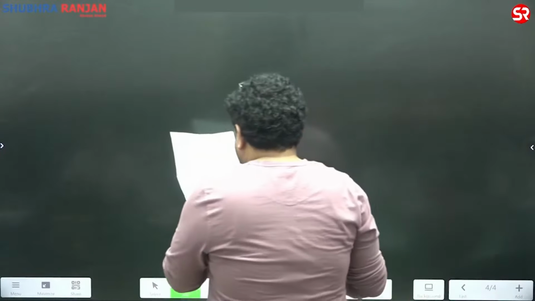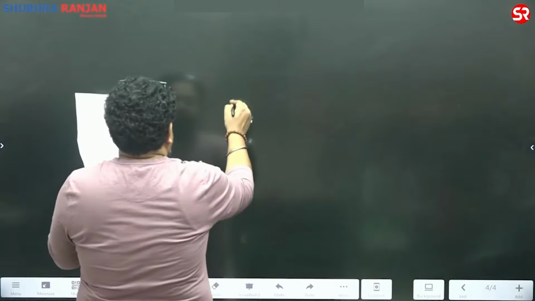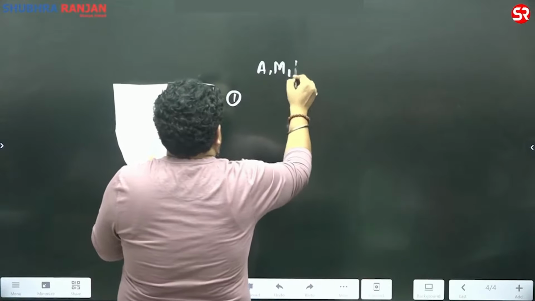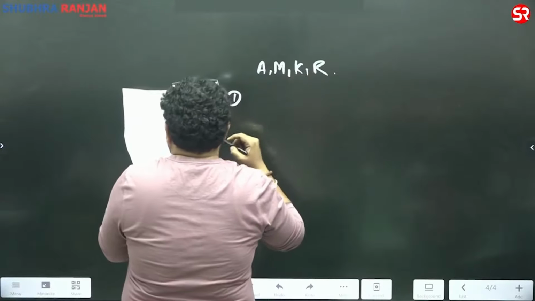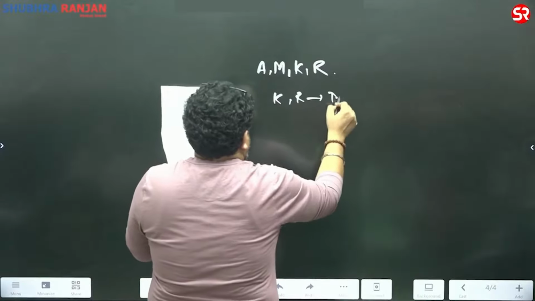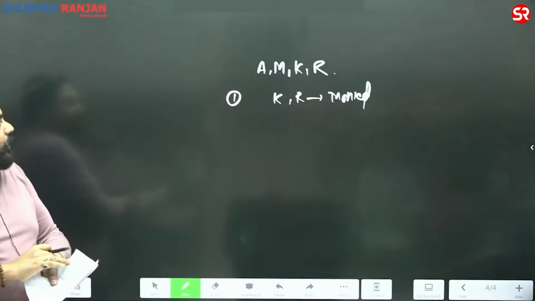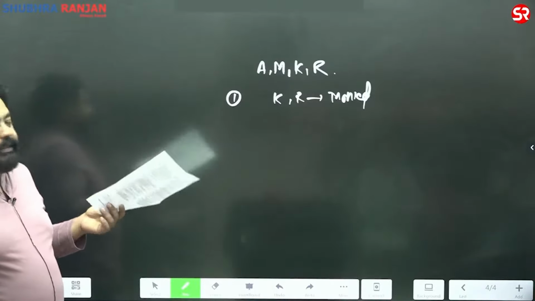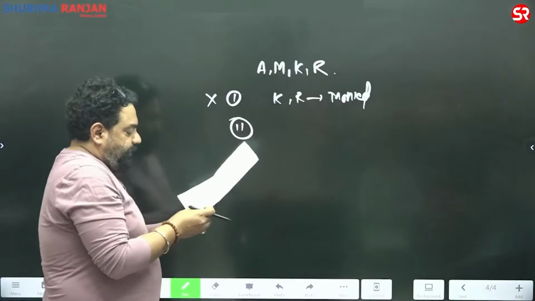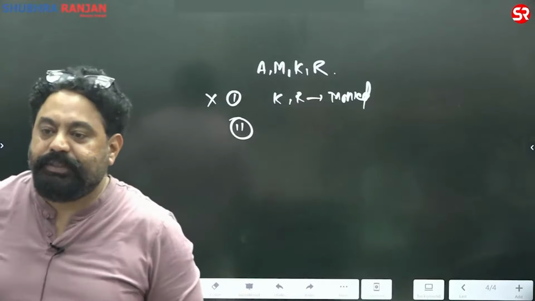25. Anil, Milind, Kiran and Rajesh are four friends. How many of them are married? True statement: there are Anil, Milind, Kiran and Rajesh. He says the true statement is Kiran and Rajesh, they are married. Great. But from the first statement, we do not know something about Anil and Milind. We don't know. Okay? So the first statement is not sufficient. Second statement, he says false statement: at least one of Anil and Milind is married. It is a false statement. Wrong.